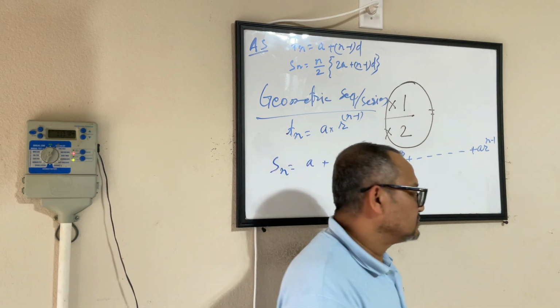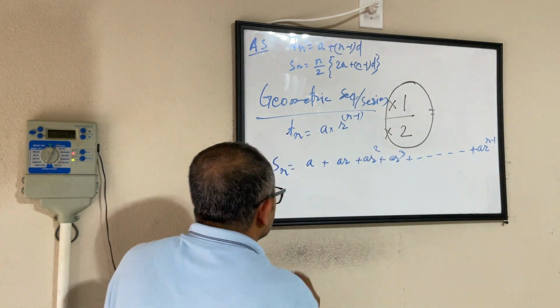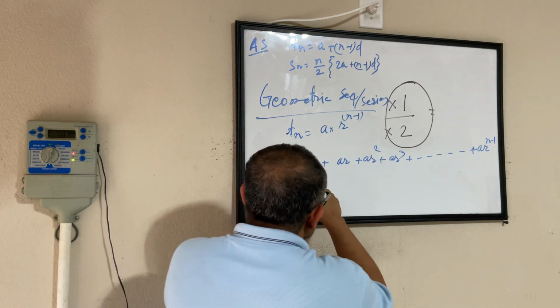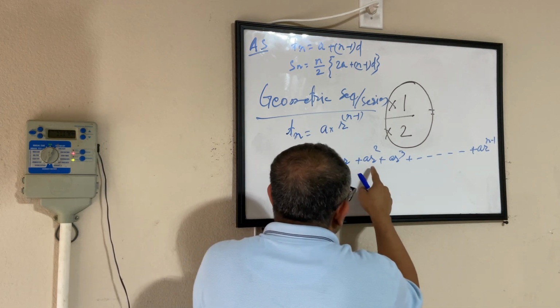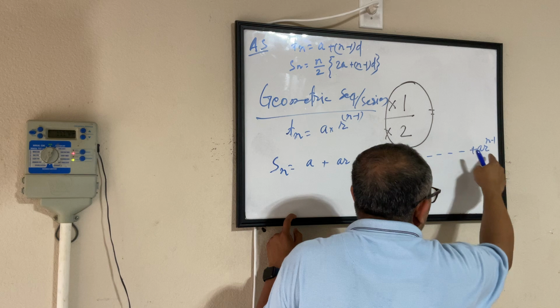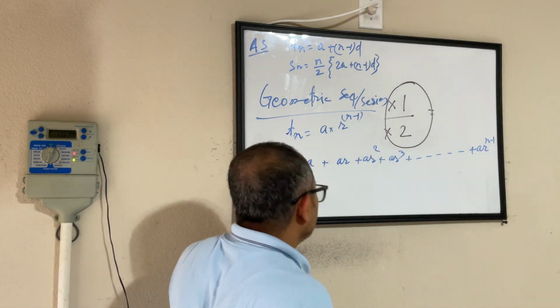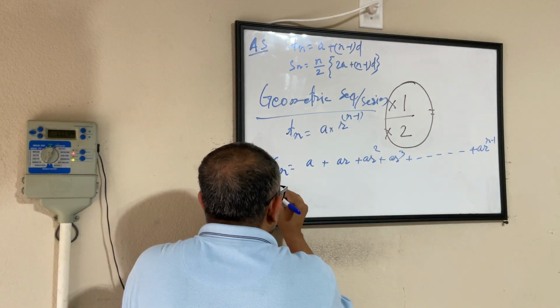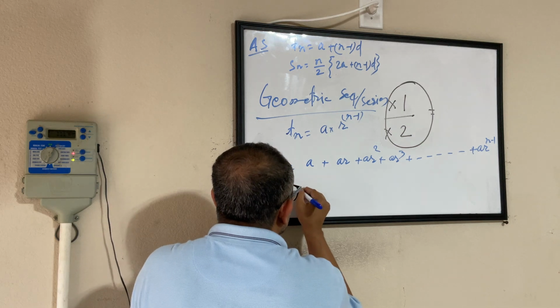Now, I got a fancy idea. What I'm seeing is, I'm multiplying r every time. What if I multiply this sum also with an r? What will happen?